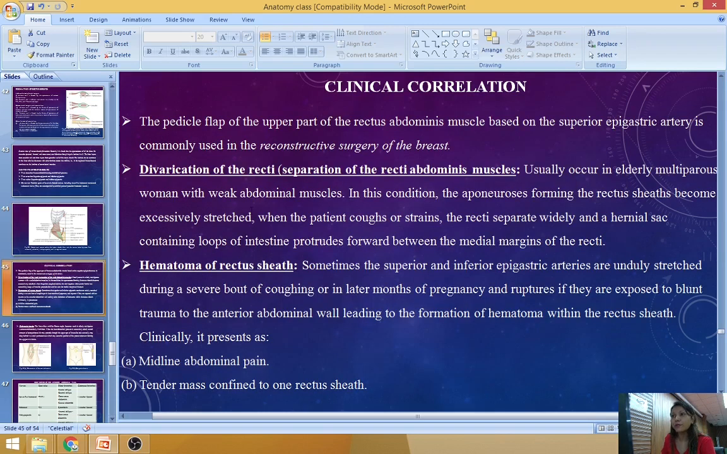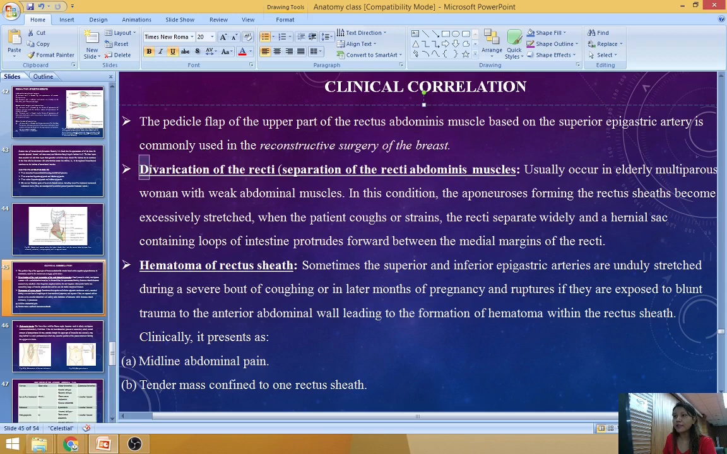Okay, now important about the rectus sheet is that the pedicle of the upper part of the rectus abdominis muscle on the superior epigastric artery is sometimes used in reconstructive surgery of the breast. So in reconstructive surgery of the breast, sometimes the upper flap of the rectus abdominis muscle is used.